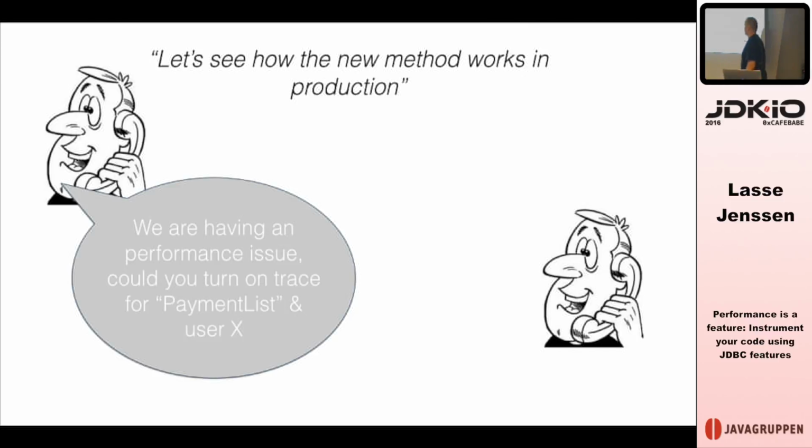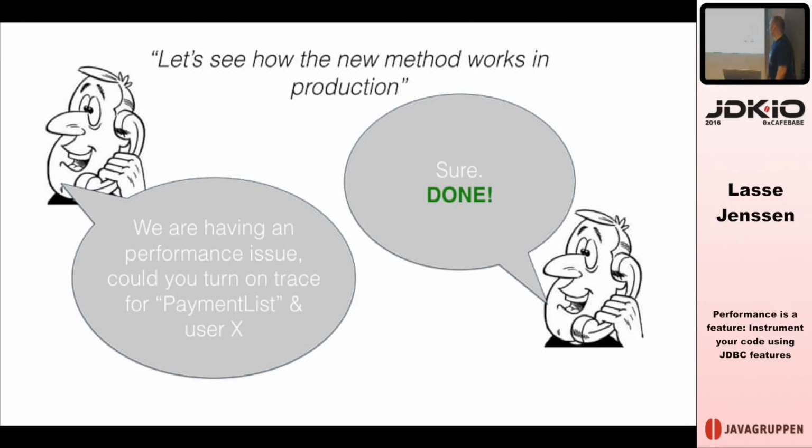So how would this work in production? Well, now we have a totally different setting. The guy is calling, we're having a performance issue. Could you please turn on trace for payment list? And hallelujah, finally we could actually use the DBA for something.